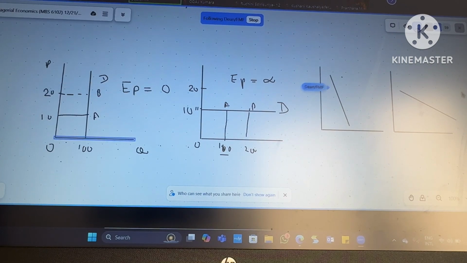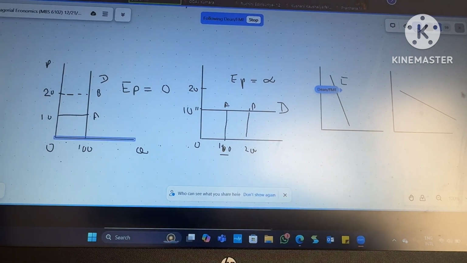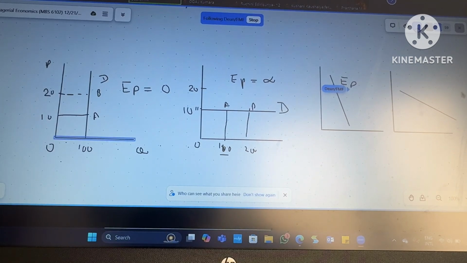In this case, EP less than 1, inelastic. In this case, EP greater than 1. Okay, this is elastic, inelastic, perfectly elastic, perfectly inelastic.